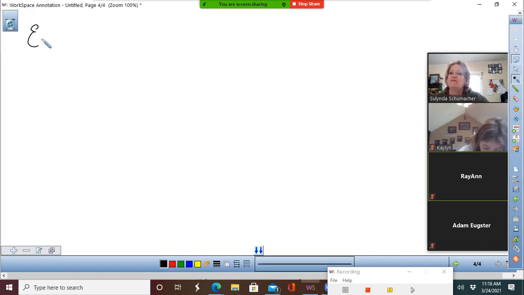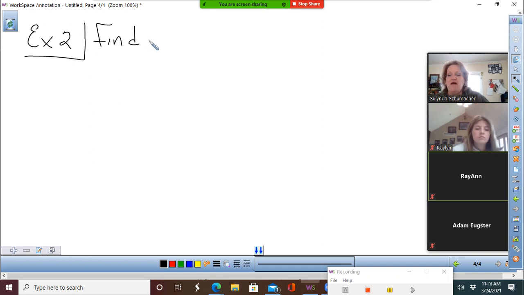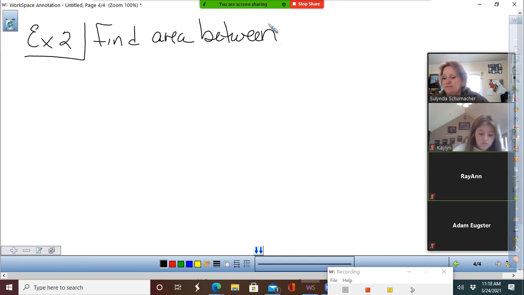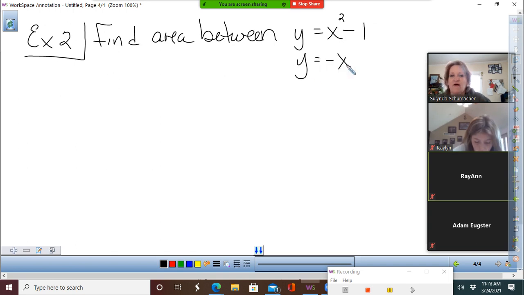Example number 2. All right, find the area between y equals x squared minus 1 and y equals negative x plus 1. So again, for me, the easiest thing to do is to sketch the graph so I can see what it looks like.